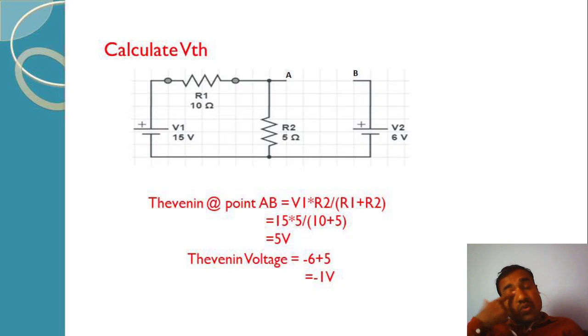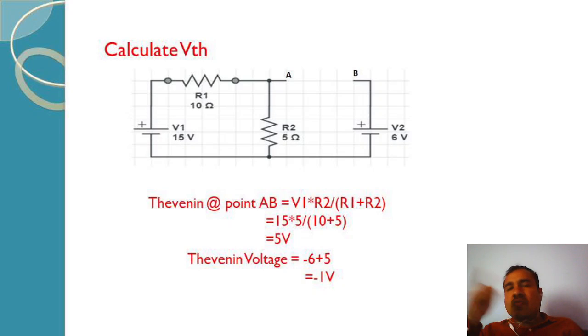Now, since there are two sources here, when I open circuit that branch, the voltage VAB can be found by applying KVL to the second loop, consisting of V2, terminals AB and resistance R2. So in this loop we can apply KVL.